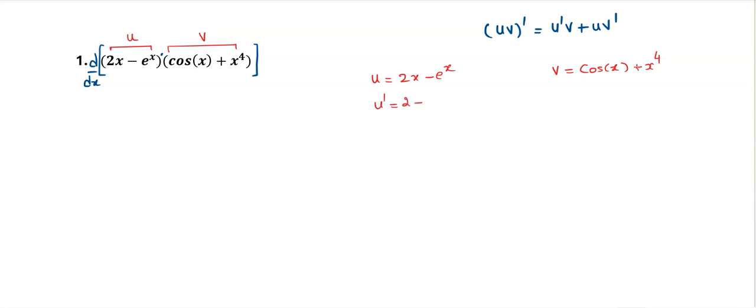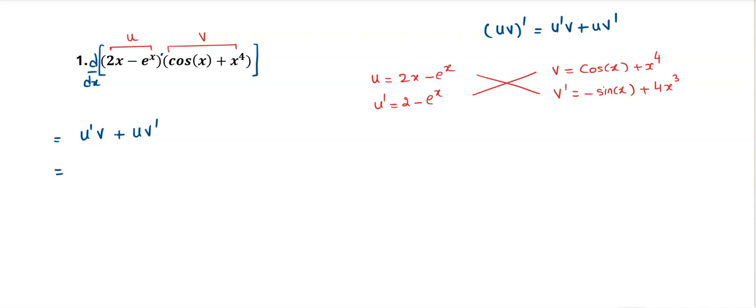Derivative of u, what is it? 2x, the derivative is 2. E power x, derivative is e power x. Derivative of v, what is it? Cos, derivative of cos is sine or minus sine? Minus sine. Derivative of x power 4 is 4x power 3. Okay, and then cross multiply.